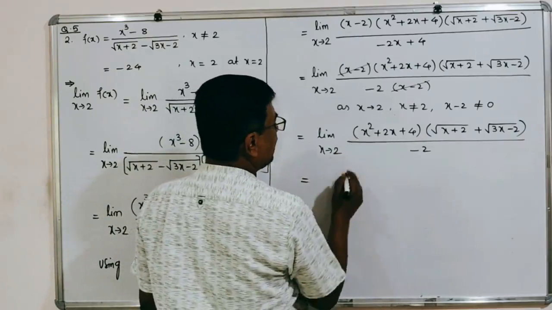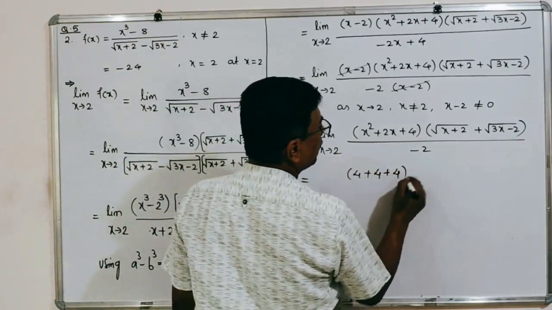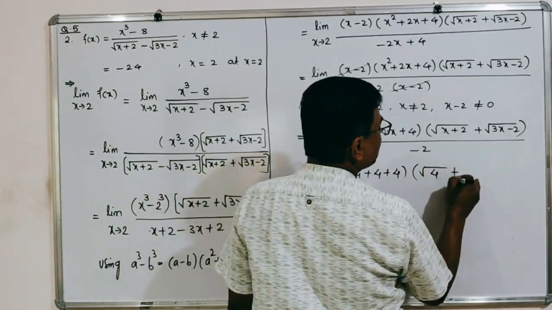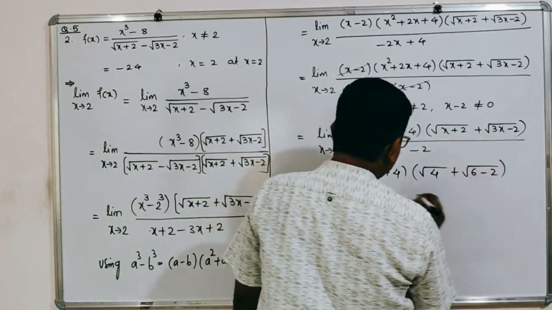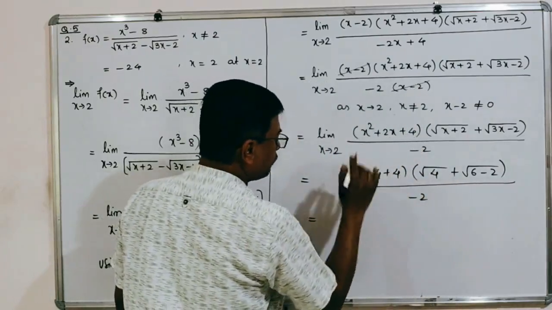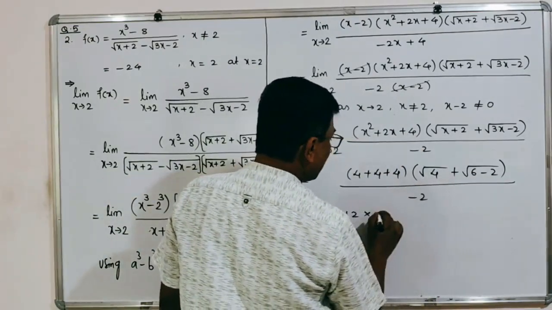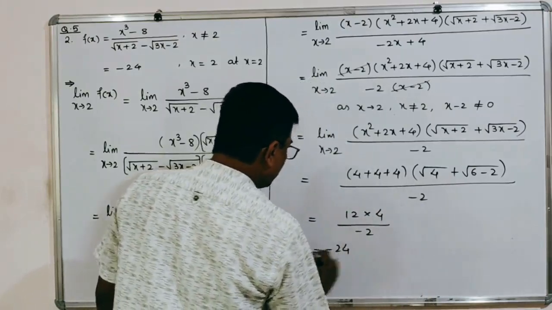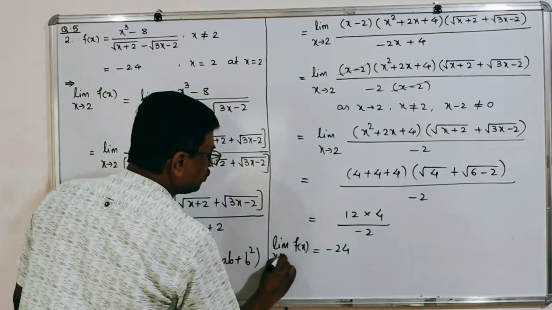ये 2 का स्क्वायर यहां पे आएगा 4, प्लस 2 इंटू 2 आएगा 4, प्लस 4 इंटू ब्रैकेट स्क्वायर रूट ऑफ 2 प्लस 2 यानी 4, प्लस स्क्वायर रूट ऑफ 3 इंटू 2 यानी 6 माइनस 2 यानी 4, डिवाइडेड बाय माइनस 2. दैट इज इक्वल टू 4 प्लस 4 ये आएगा 12 इंटू ये आएगा 2 प्लस 2 यानी आएगा 4, अपॉन माइनस 2, तो ये आएगा माइनस 24. तो ये हो गई आपकी लिमिट ऑफ f of x एज x टेंड्स टू 2 की वैल्यू.